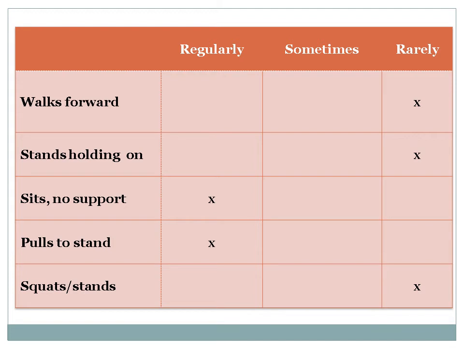The chart on this slide provides an example of a rating scale for an 8-month-old child. The rating labels of regularly, sometimes, and rarely indicate the amount of time the skill is exhibited by the child. The items of walk forward, stands holding on, sits with no support, pulls to stand, and squats and stands are indicators of the child's large muscle skills.